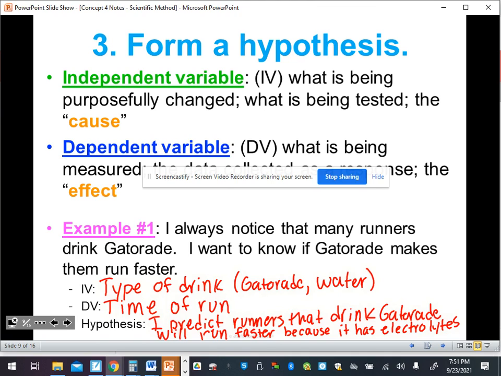All right. So now we have our independent variable. We're going to be changing the type of drink. Our dependent variable, that's what we're measuring, the time of the run. My hypothesis, I predict runners that drink Gatorade will run faster because it has electrolytes.